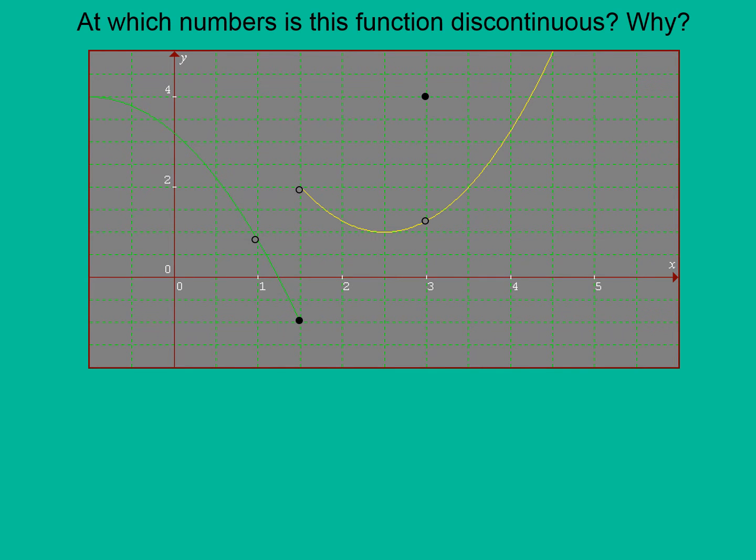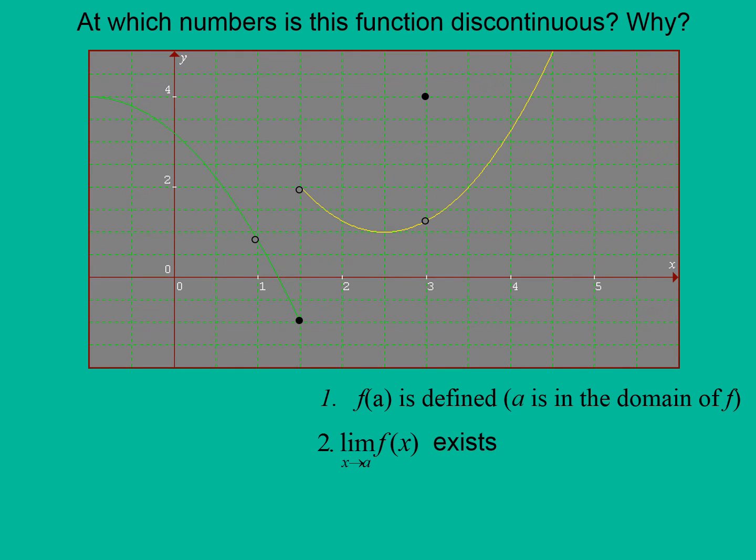The last point where it appears it may be discontinuous is at x equals 3. So here are the three criteria we need to show. We're going to check x equals 3. First criteria, f of 3, is that defined? Well, if we look at the graph, we can see it is defined up here. So f of 3 equals 4.